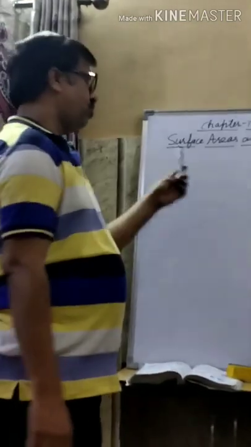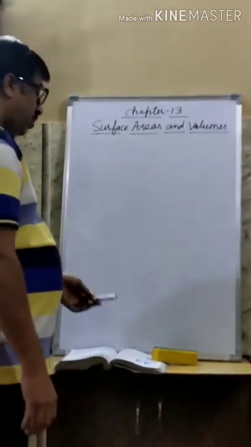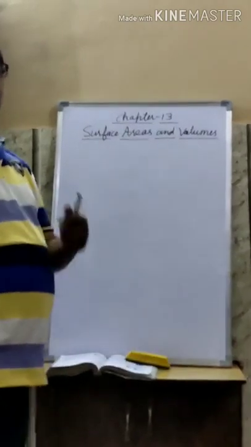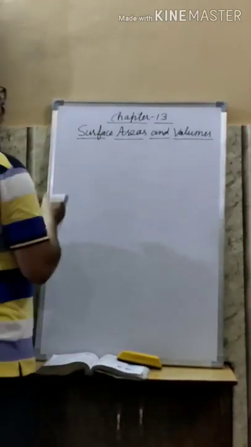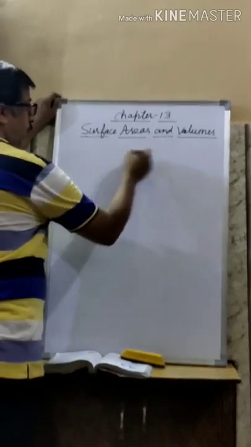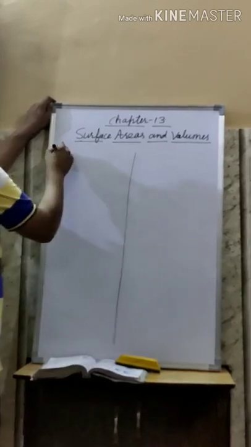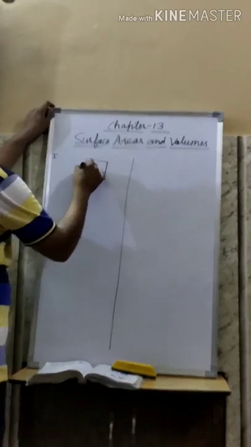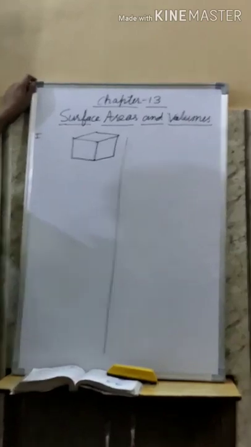So my dear students, we'll study about this surface area and volume, and I have taken the example of cube, cuboid, cylinder. So first you must know the formulae for the cylinder, cube, cuboid, surface area and volumes. So now first I am taking the simple one, the cube.